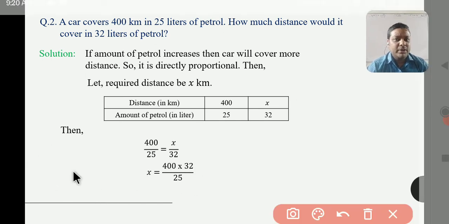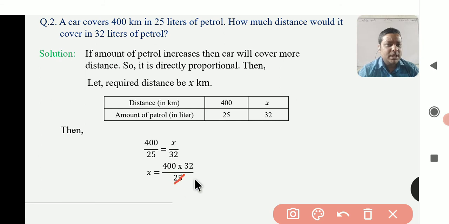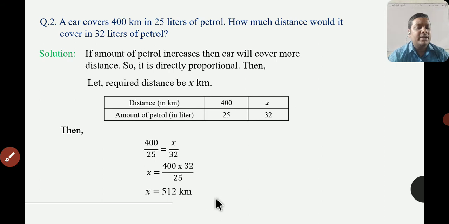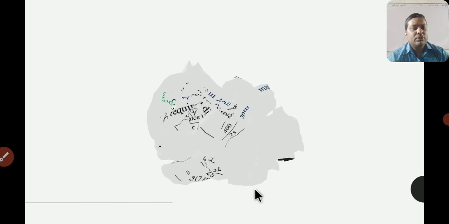Now we can solve it. 25 1 ja and 25 16 ja 400, and 32 into 16, when we multiply, then we will get the value of it as 512 km. So in 32 liters of petrol, the car will cover 512 km. Okay. Now students, let's solve another question.